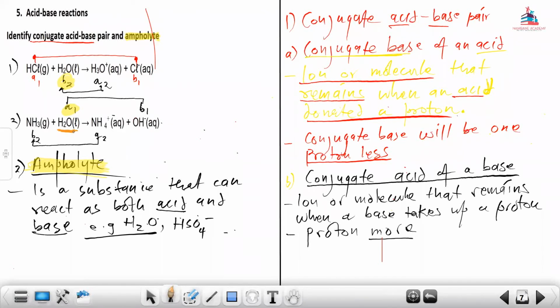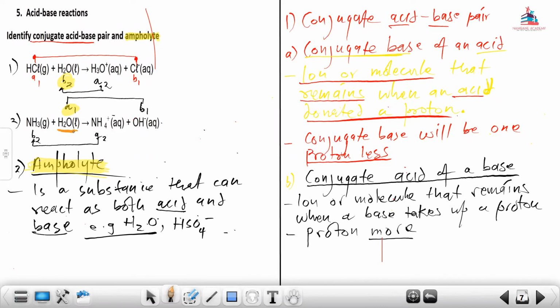I repeat. Once we have our acid and it donates a proton, whatever is left out of that acid becomes our conjugate base. Sir, I wanted to ask, with these reactions, do you only follow the hydrogen protons? Yes, hydrogen protons only, because the rules we are going to apply here are those of Lowry-Bronsted.